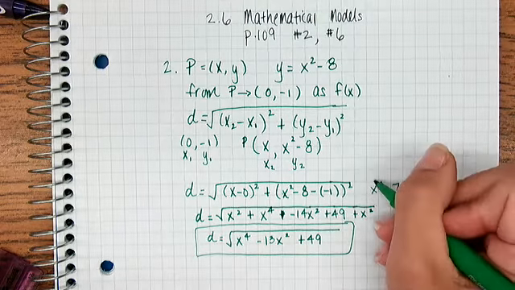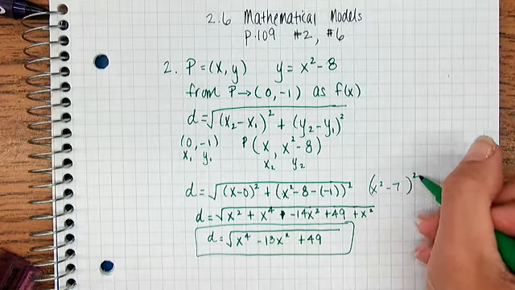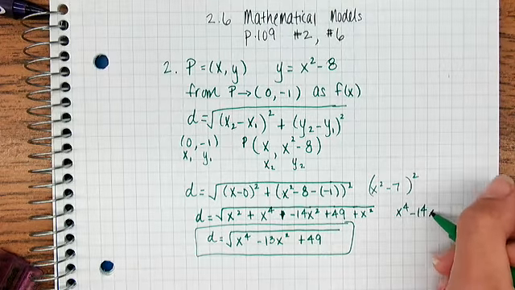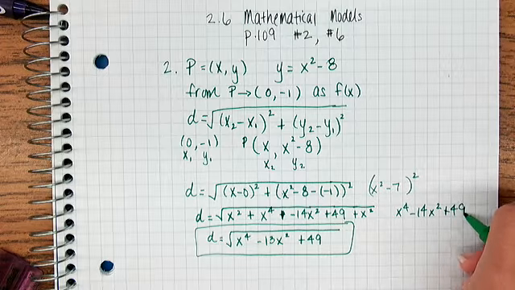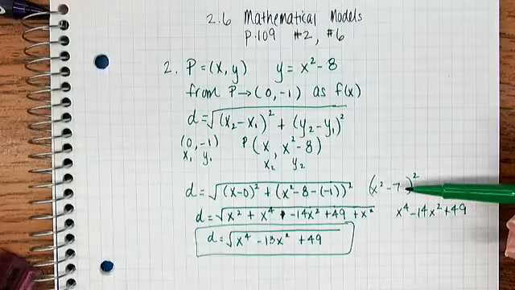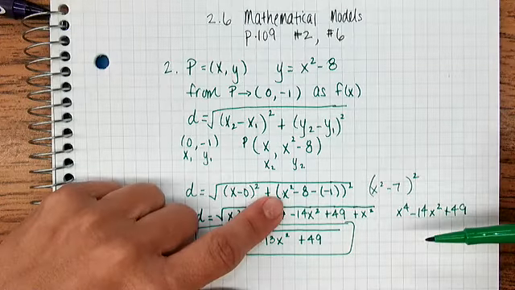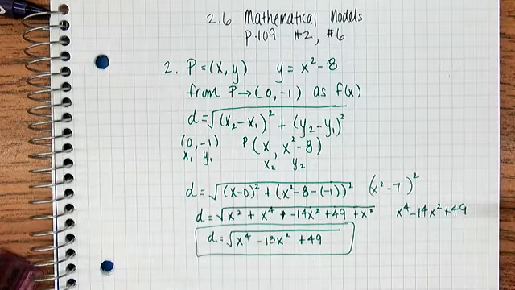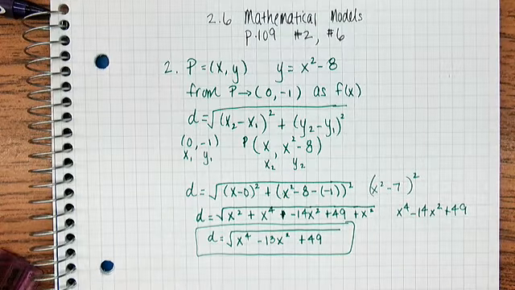When you FOIL x squared minus 7 quantity squared, you get x to the 4th minus 14x squared plus 49. It's from here to here. And then you had that x squared to begin with. So that's where I got this x squared from right here. All right, that was part A.